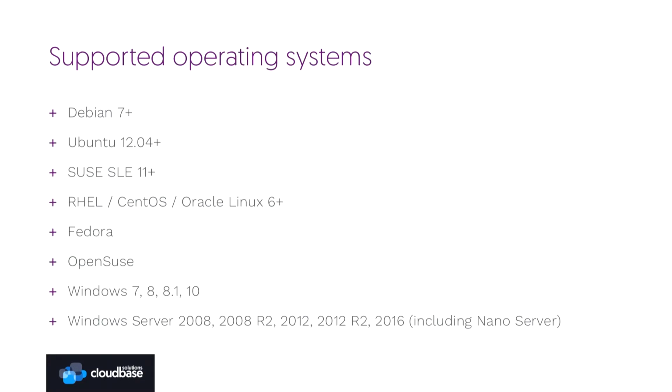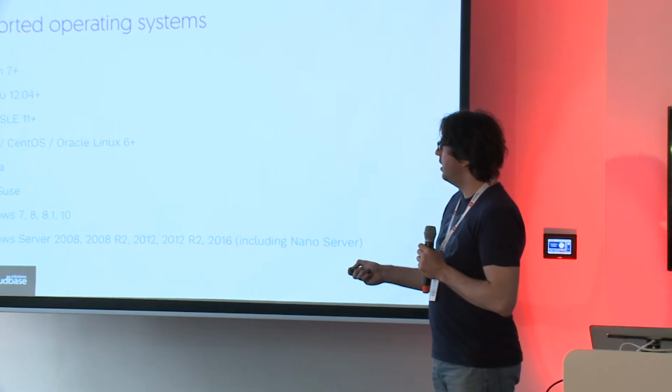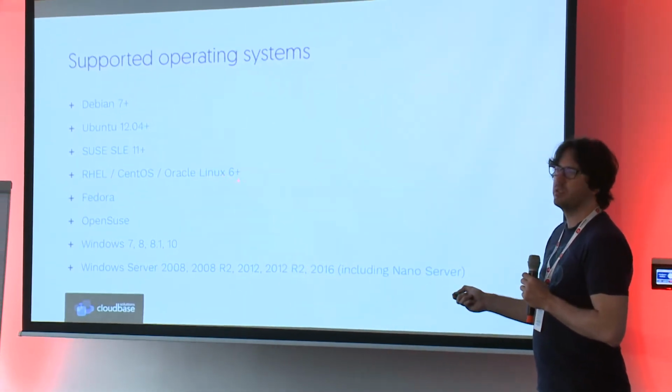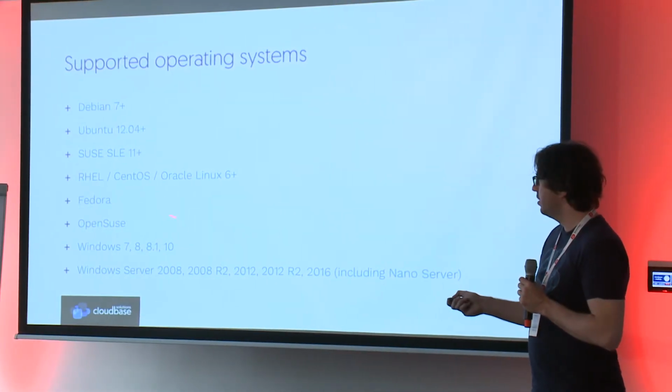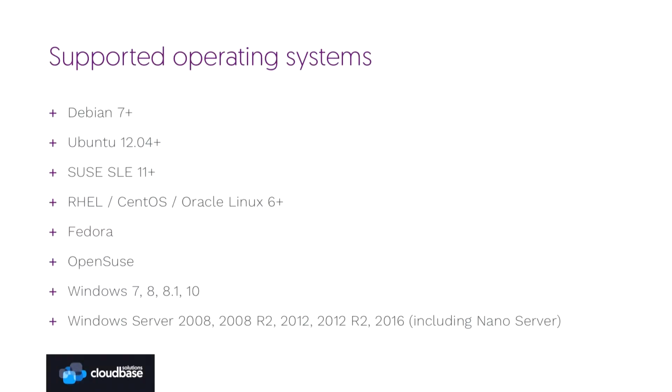Supported operating systems: these are the types of guests that we support today. Debian, Ubuntu, SUSE, Red Hat, CentOS, Oracle Linux, which is basically the same OS with some differences, Fedora, OpenSUSE, and Windows 7, 8, 8.1, and 10, and all the Windows Server family. Those are all the supported ones.